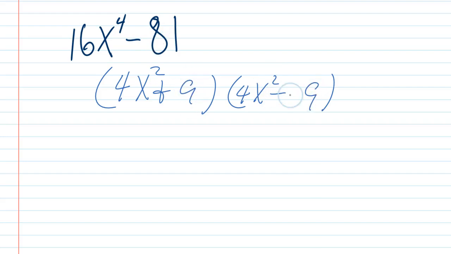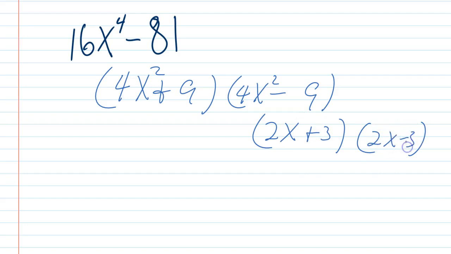Now if you notice on the right, 4 is a perfect square, x squared, and 9 are all perfect squares with a difference in the middle. So we have to do that one again. 2x plus 3 and 2x minus 3. I simply took the square root of 9 and the square root of 4. I'm not using this term anymore because we broke it up, and we rewrite everything.